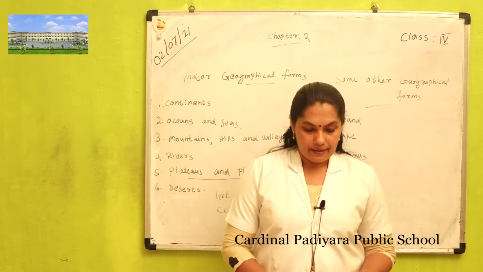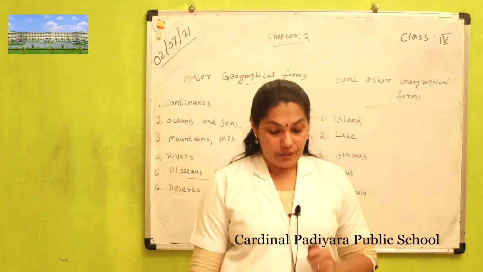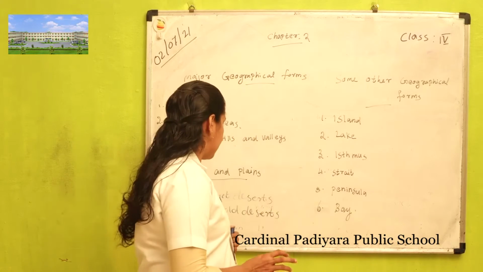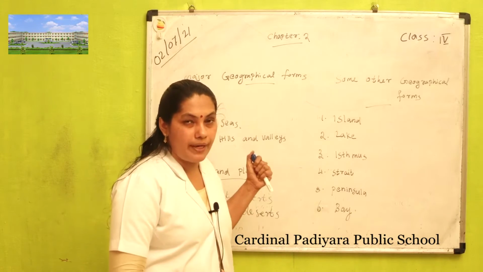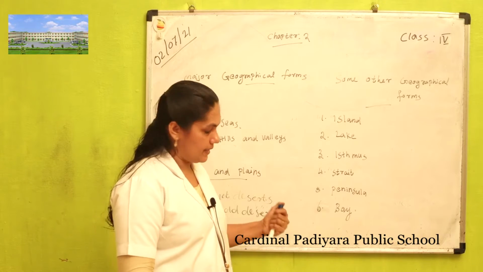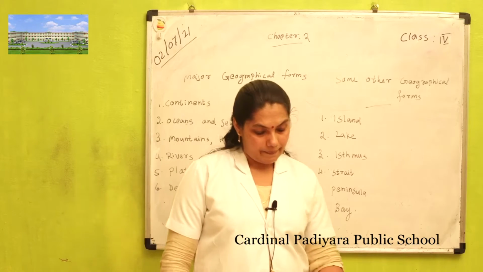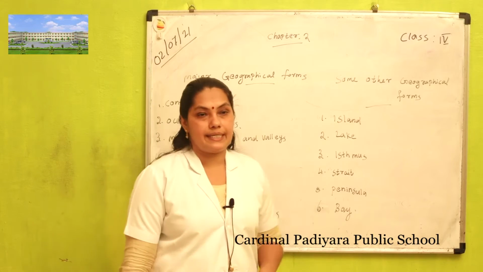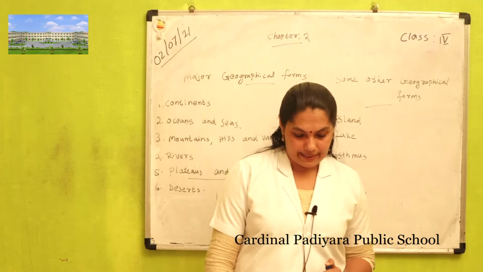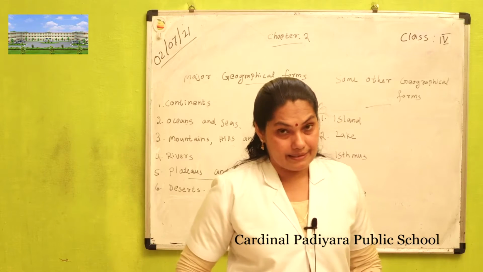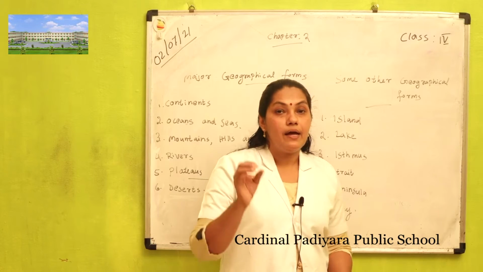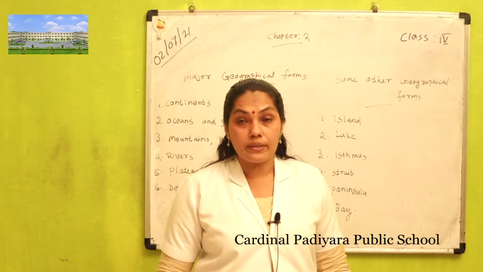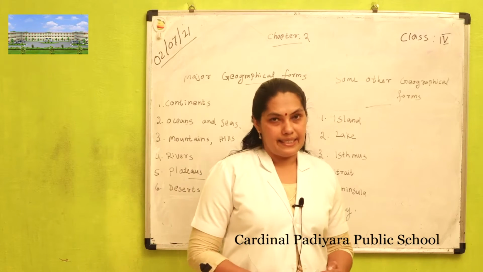Hot deserts are sandy, windy, hot and very dry. The Sahara Desert is one of the largest deserts in the world. It is situated in North Africa, and it is a hot and sandy desert.